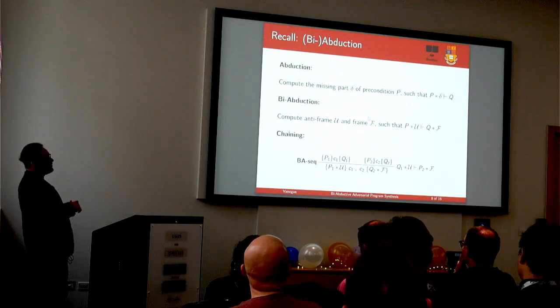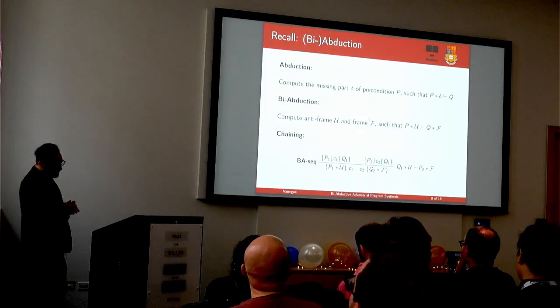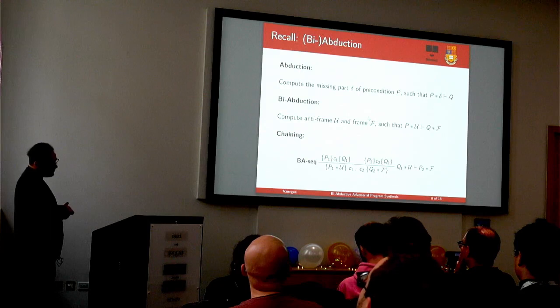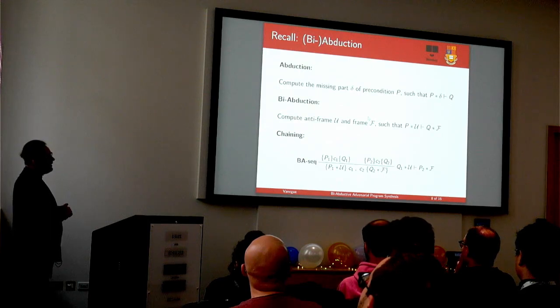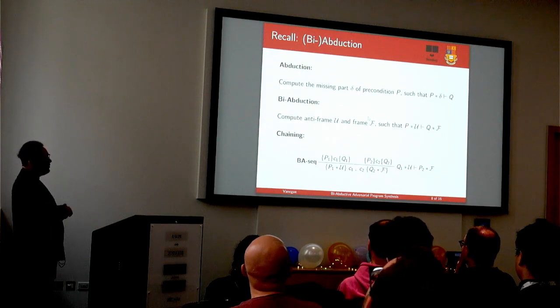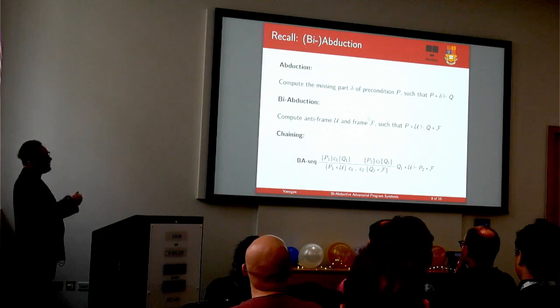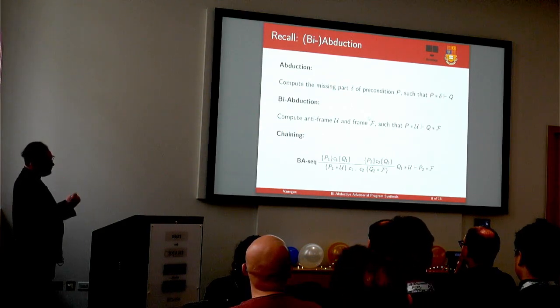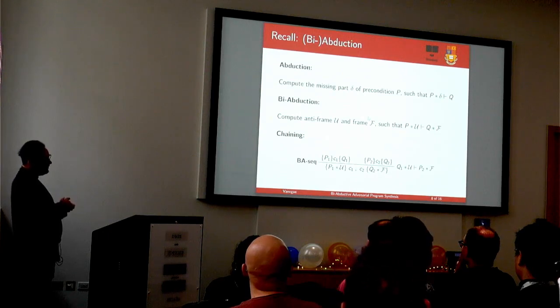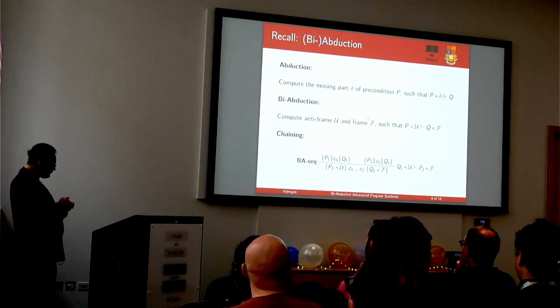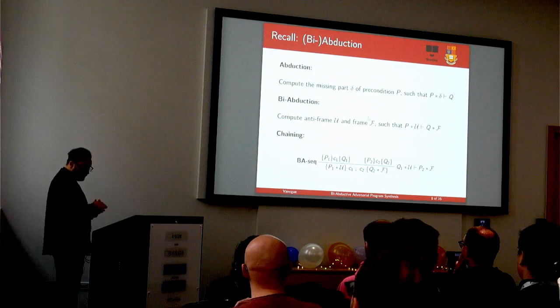Bi-abduction you can think of as a generalization of abduction, where not only do you have to find the missing part, which we call the anti-frame U in this case, but you also have to have a postcondition that's separable, where you have a Q and separately F, and where F is called the frame condition. And you can chain bi-abduction.